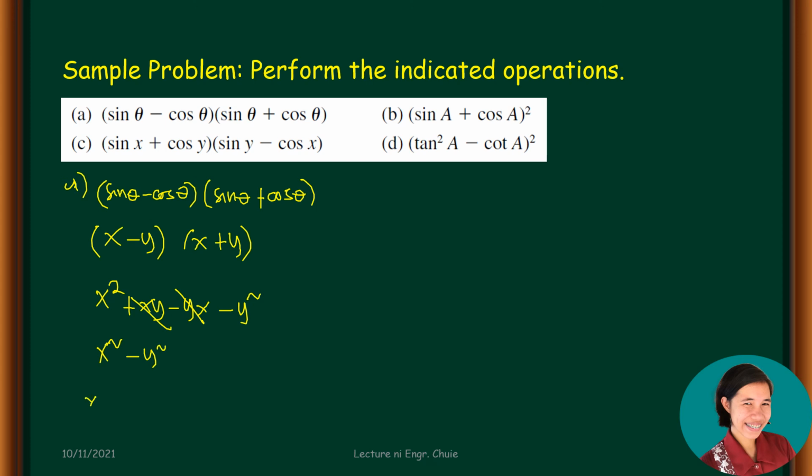Since our x squared is sine, this will be sine squared theta, and our y squared is cosine squared theta. Therefore, our equation becomes sine squared theta minus cosine squared theta. Okay. That is for letter A.